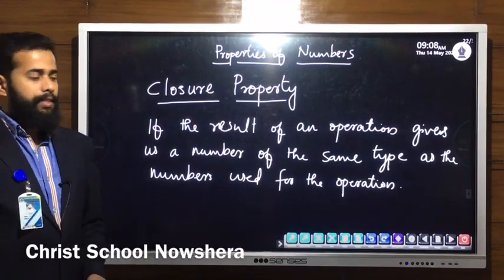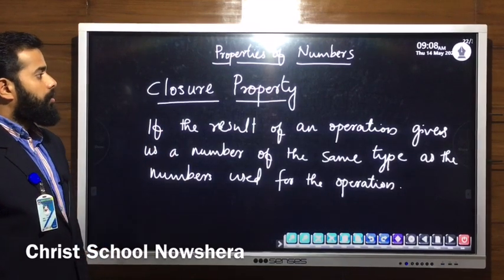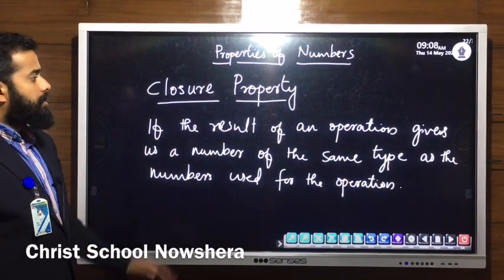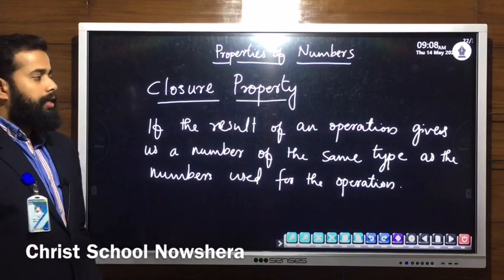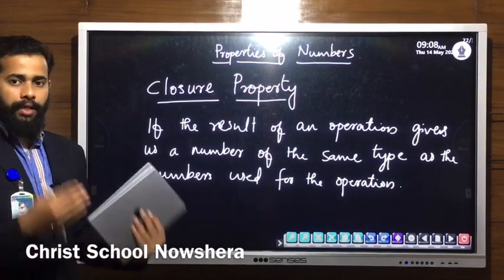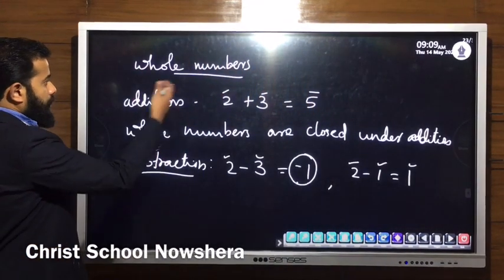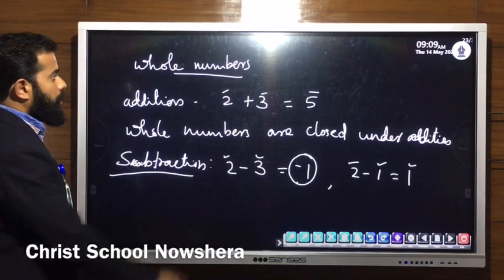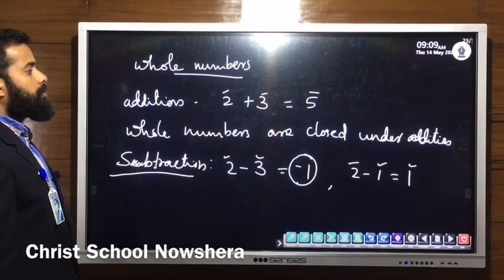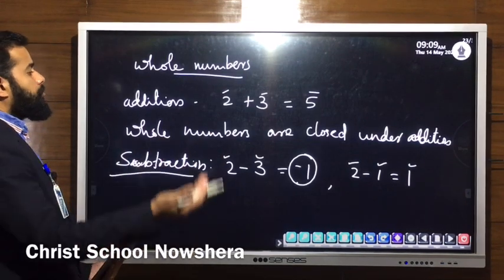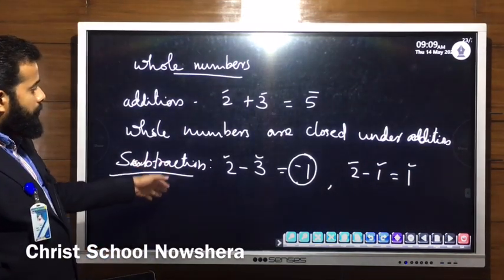Properties of numbers we are discussing. So first property that we have discussed is closure property. If the result of an operation gives us a number of the same type as the numbers used for the operation, the final result remaining the same kind of numbers. We have seen the examples: addition, 2 and 3, the result is 5. So 2, 3 and 5 are whole numbers. So we say that whole numbers are closed under addition, or we can say that whole numbers are following closure property under addition. Then we can see the subtraction.